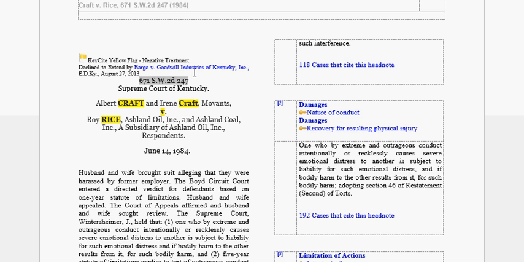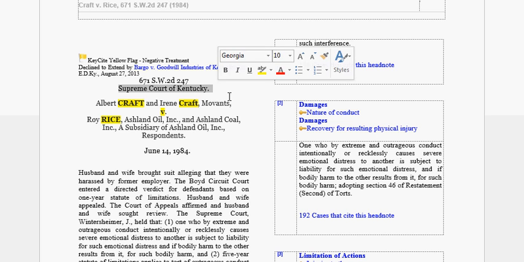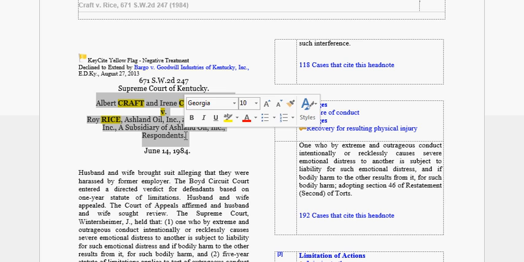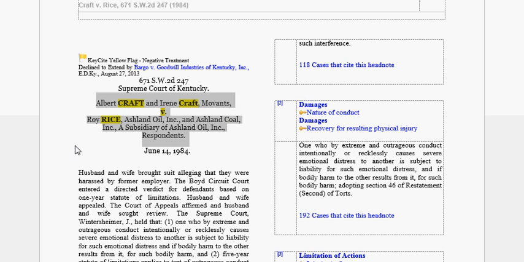So that's the citation. This tells you who decided the case, the Supreme Court of Kentucky. This is the case name. It tells you who the parties are. The highlighting, the internal highlighting, is because those are my search terms, Kraft v. Rice. And then this is when the case was decided.